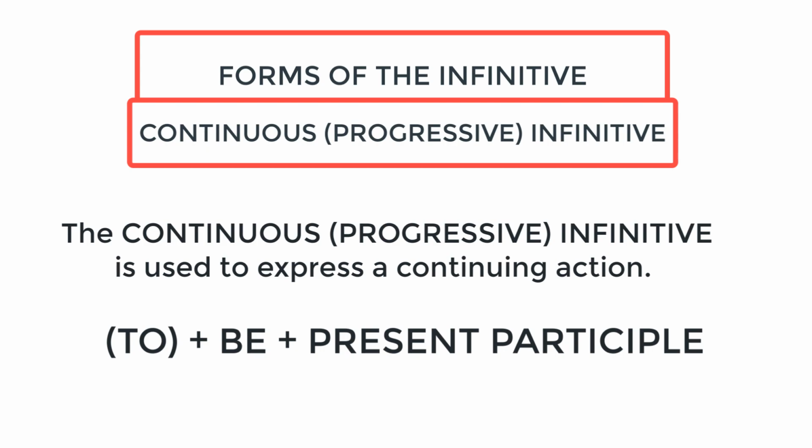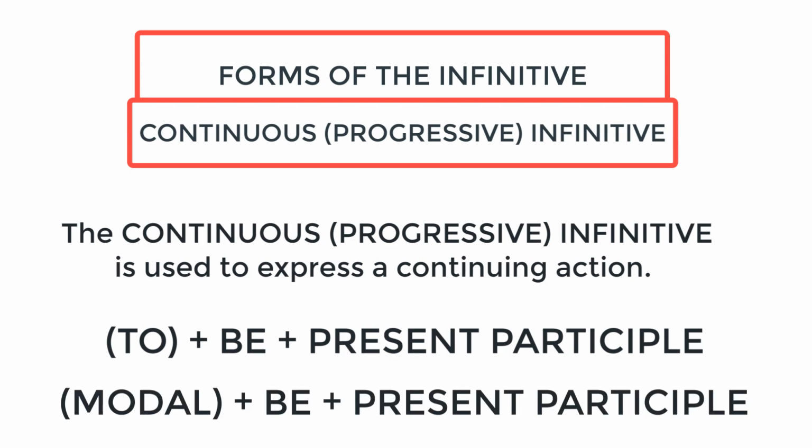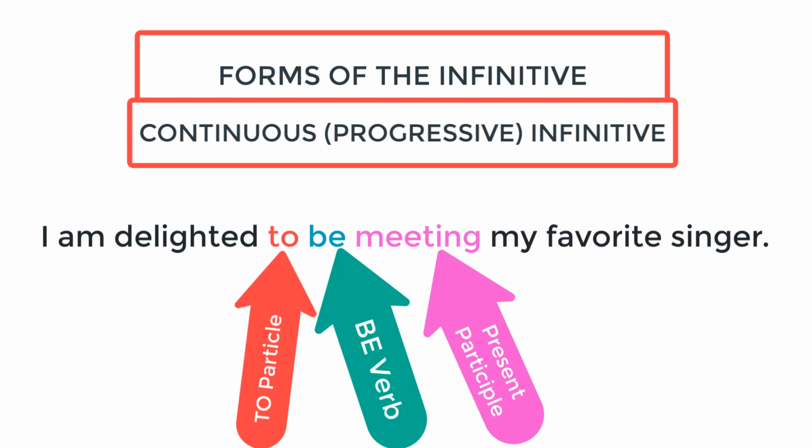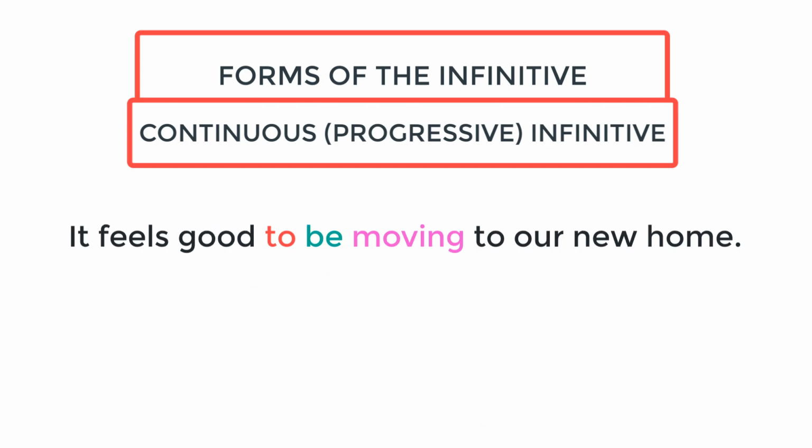As with the present infinitive, there are many times where the bare or zero form of the continuous infinitive is required, so the word to is omitted. This happens after most modal auxiliaries. I am delighted to be meeting my favorite singer. It feels good to be moving to our new home.